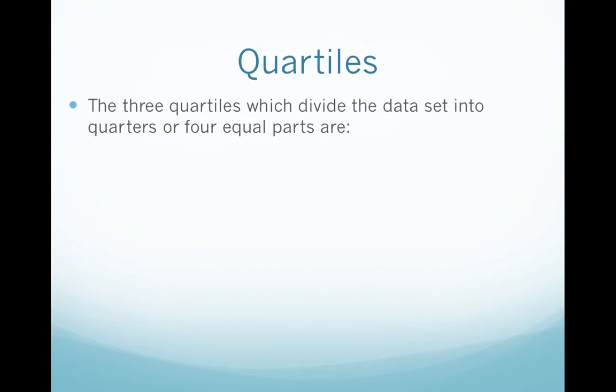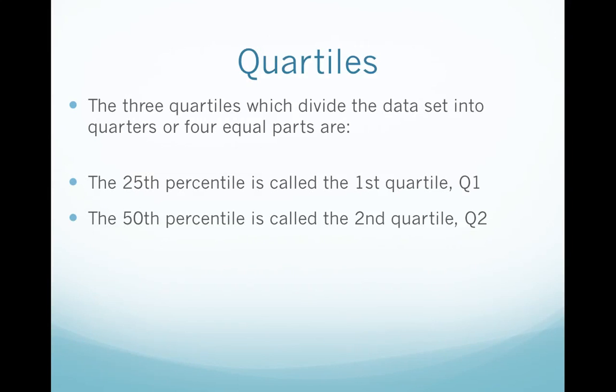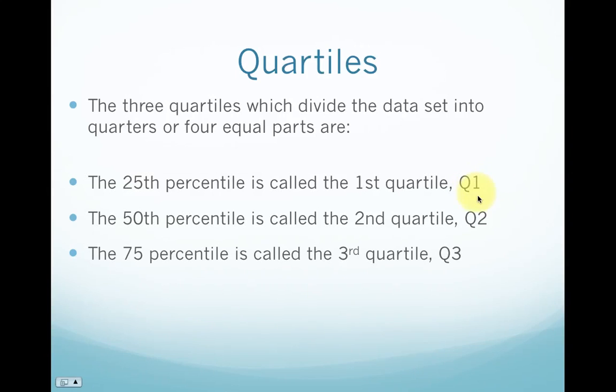Okay, we can also divide things up into quartiles. Three quartiles divide the data set into quarters, or 4 equal parts. We have the 25th percentile, known as the first quartile. The 50th percentile is the second quartile. The 75th percentile is the third quartile. So we call the quartiles Q1, Q2, and Q3. Q1 means the 25th percentile, the first quartile; Q2 is the 50th percentile; and Q3 is the 75th percentile, or the third quartile.